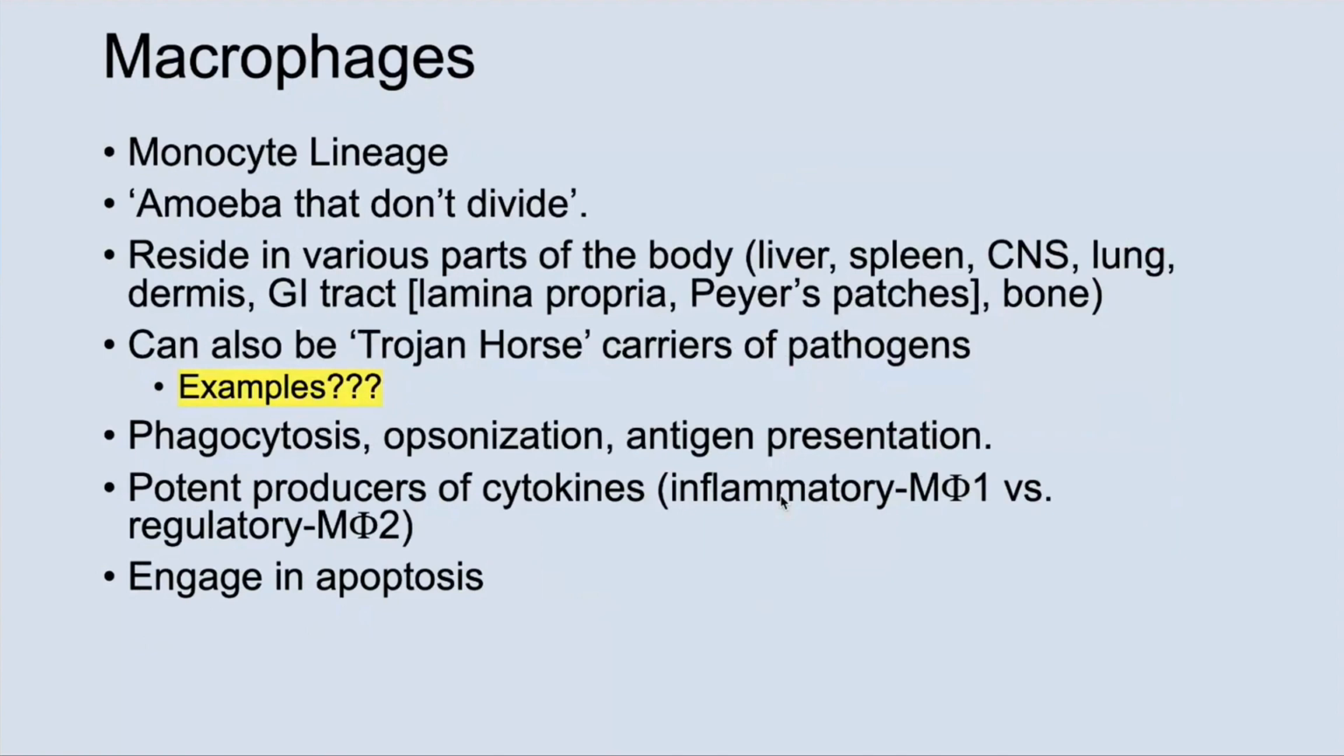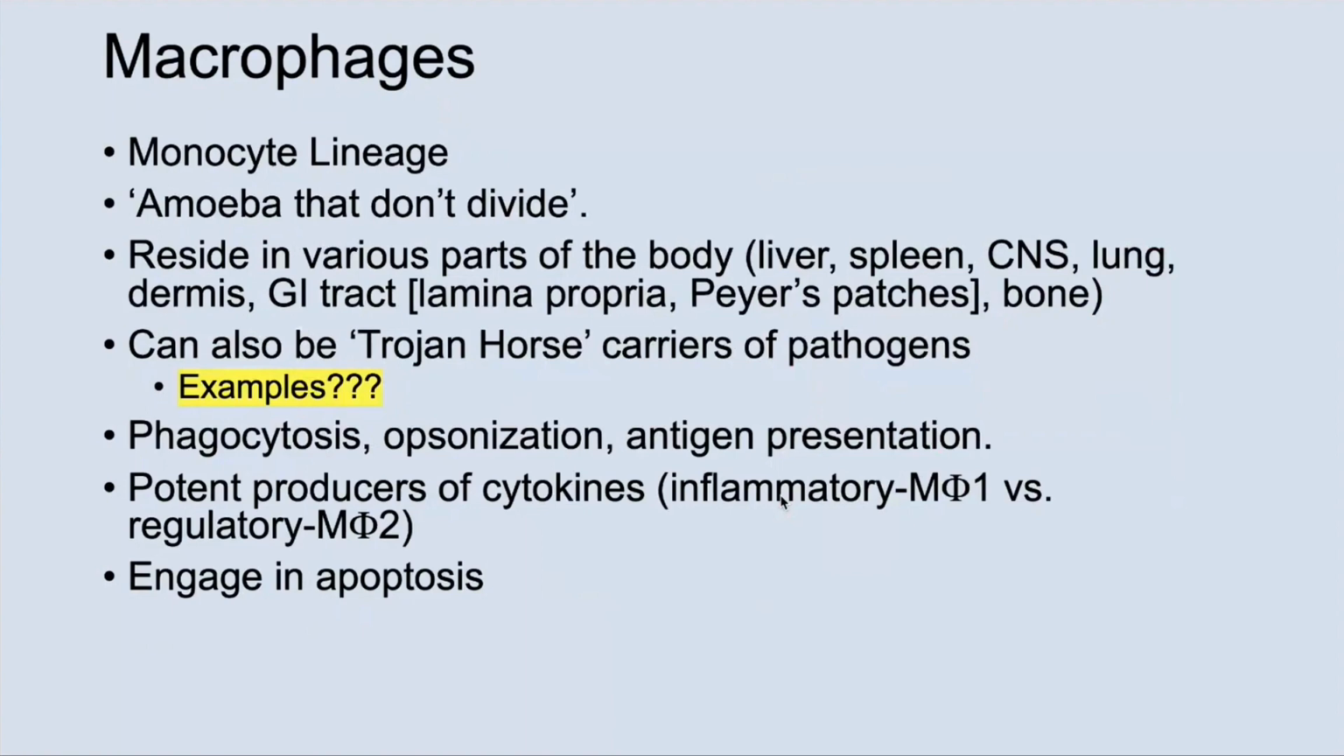So let's go to macrophages. Macrophages are part of the monocyte lineage. They're amoebae that don't divide. Isn't that an interesting thing? Free-living amoebae divide, but they do the same things that macrophages do.